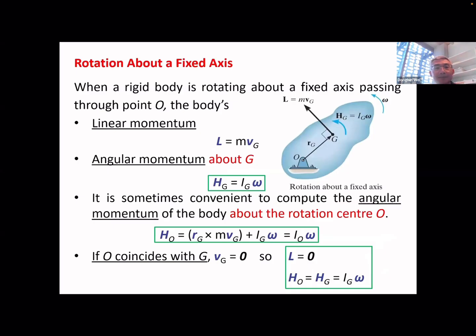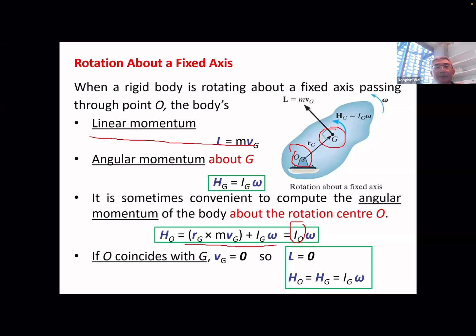Now, for rotation about a fixed axis, have a look. For linear momentum, this is there. For angular momentum, if the calculation is about this mass center point G, then it will be IG omega. If the calculation is about the rotation center point O, then it will be IO. But this can be worked out from this, and you will use the so-called parallel axis theorem.